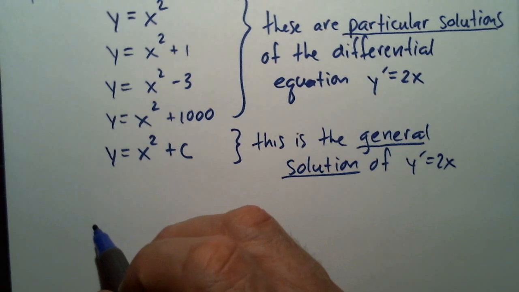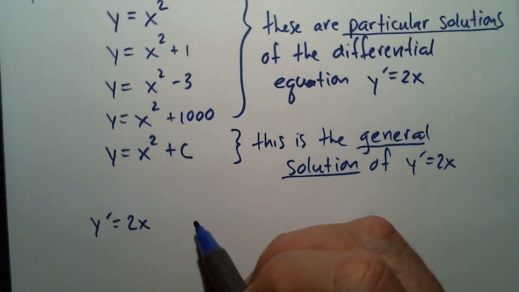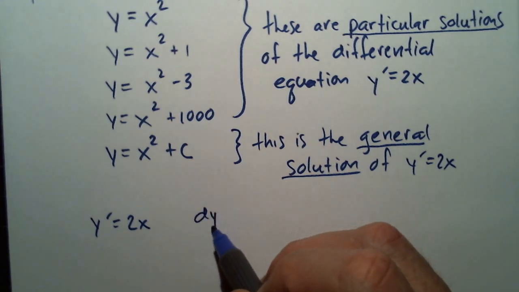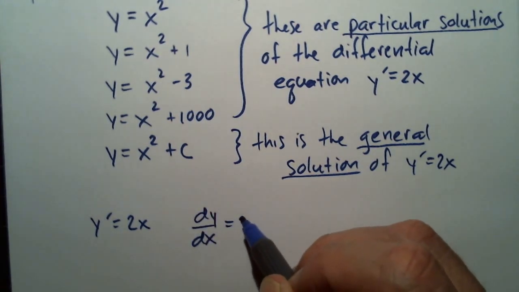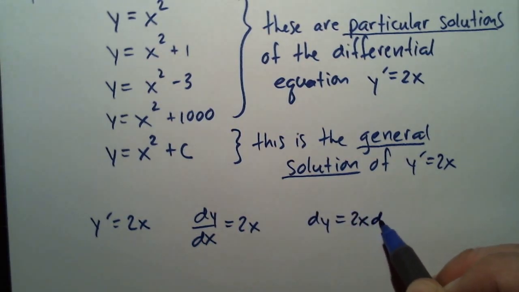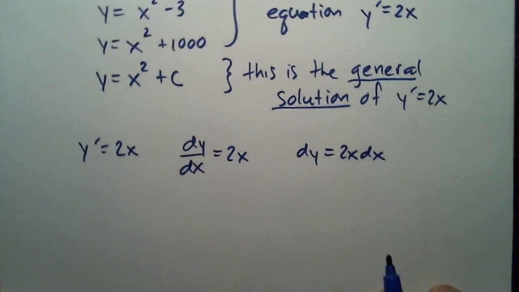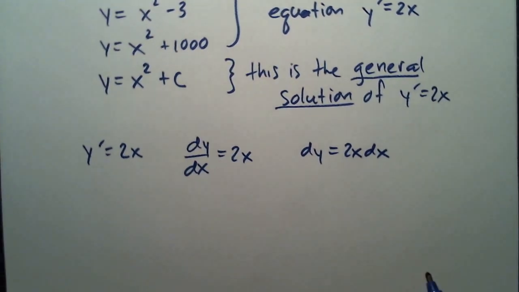We can also write y equals 2x. The differential equation could be written like this, or we could even write it like this. So they all can be used, each notation. And what we're doing is when we do the antiderivative, we are finding the equation that has the given derivative.